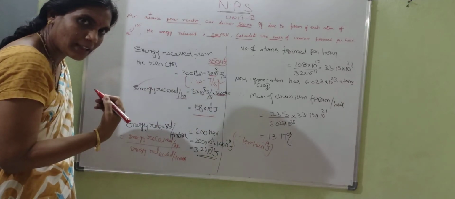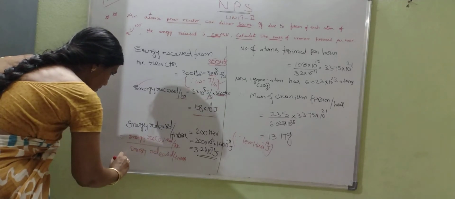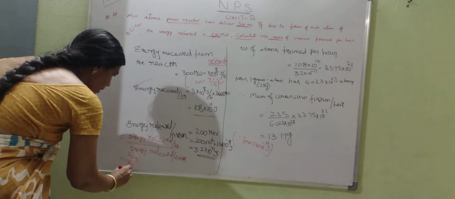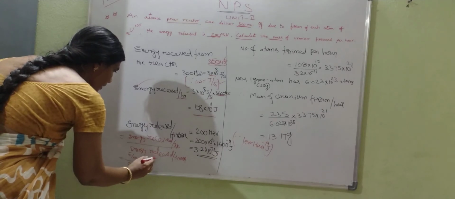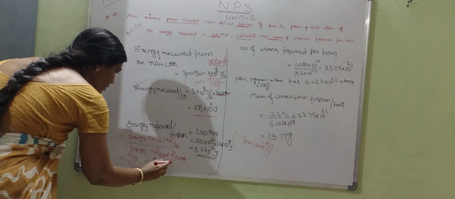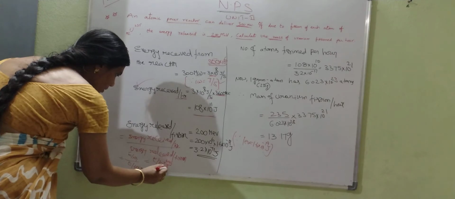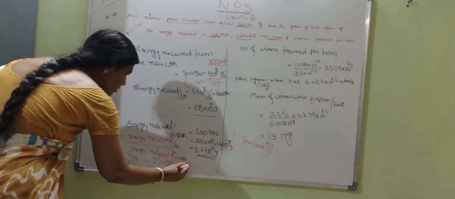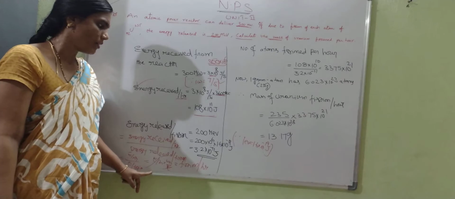Our intention is to calculate the number of atoms fissioned per hour. Then, energy per hour divided by energy per fission, the energy released per fission. So energy per hour into fission per energy, this energy gets cancelled. Fission per hour is the answer.